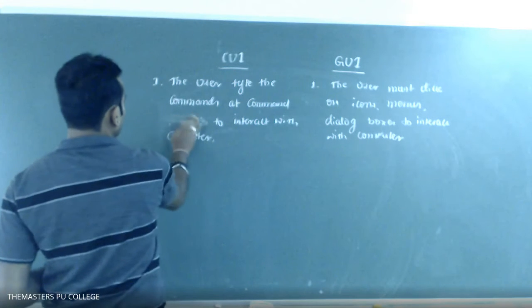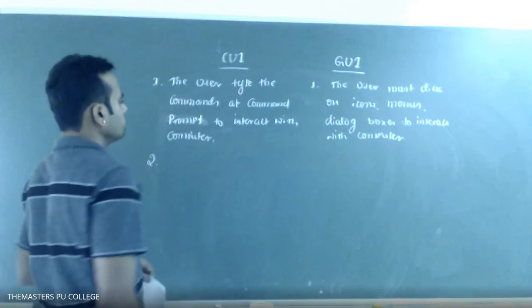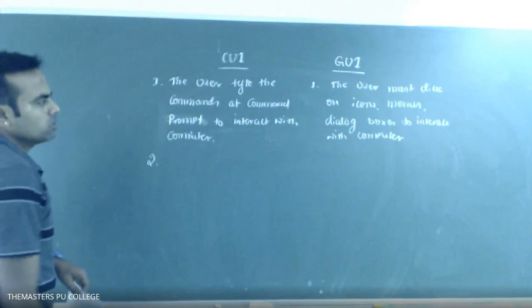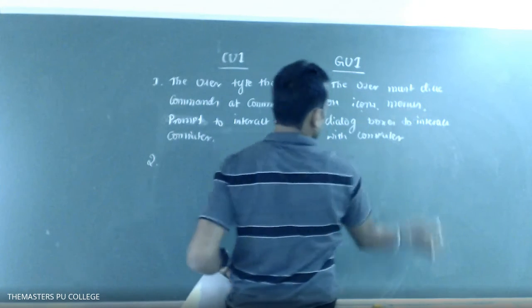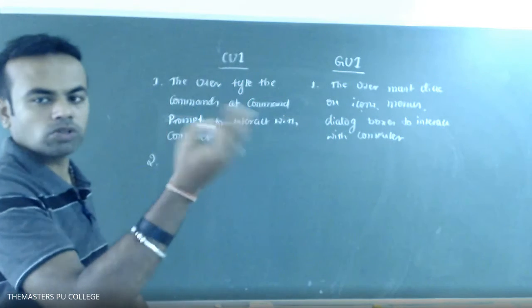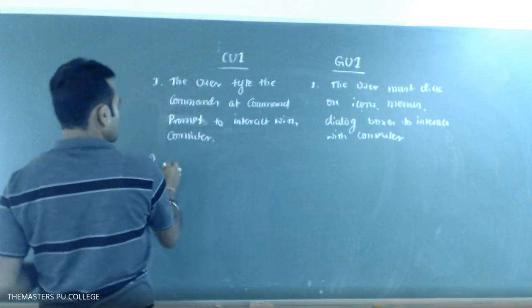Sir, in the first column, third line, first word, what is that? Prompt. Command prompt. Command prompt to interact with the computer, right? So here we click using the mouse on icons, menus, dialog boxes. So that is visible: what you see is what you get. Right? Next, number 2.